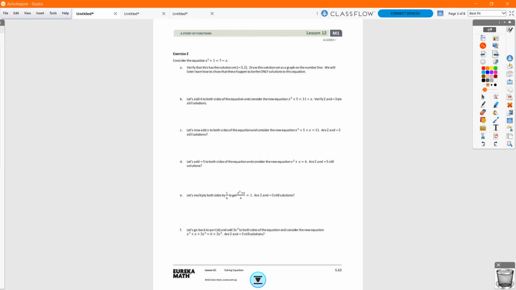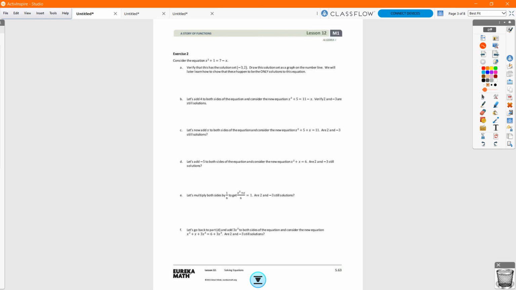All right, so consider the equation x squared plus 1 equals 7 minus x. Verify that this has the solution set of negative 3, 2. Draw the solution set as a graph on the number line. We will later learn how to show that these happen to be the only solutions of this equation.